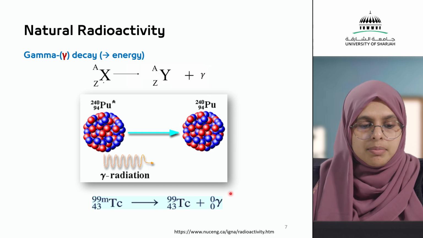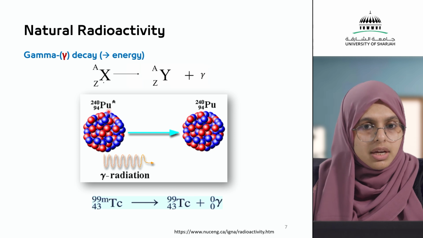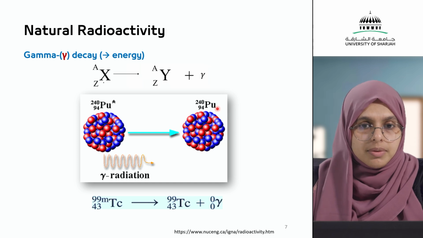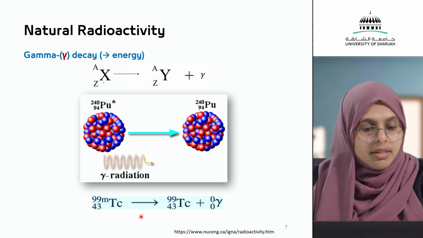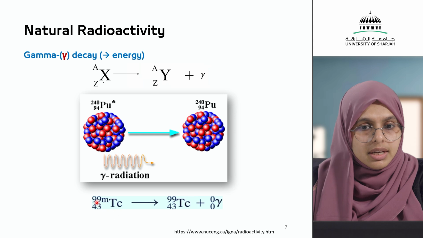Here we have an example of plutonium-240, which is in the higher energy state, that will be disintegrated to form plutonium-240 in a lower energy state. Here gamma radiation is being emitted. Another example is for technetium. Technetium-99 will be disintegrated to technetium-99 with lower energy state and a gamma ray.